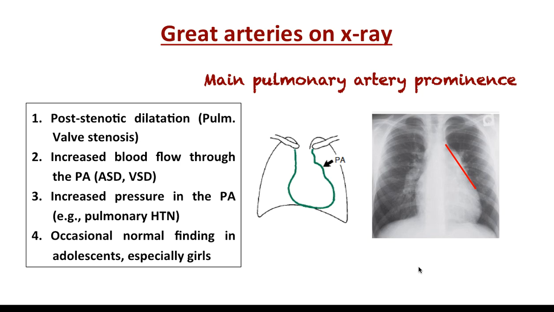It can be seen in post-stenotic dilatation, like in pulmonary valve stenosis. It can also be seen in any condition which causes increased blood flow through the pulmonary artery, as can be seen in many left to right shunt conditions like atrial septal defect or ventricular septal defect. Then any condition leading to increased pressure in the pulmonary artery, like pulmonary hypertension. Please remember that occasionally it can be seen as a normal variant in adolescent girls.